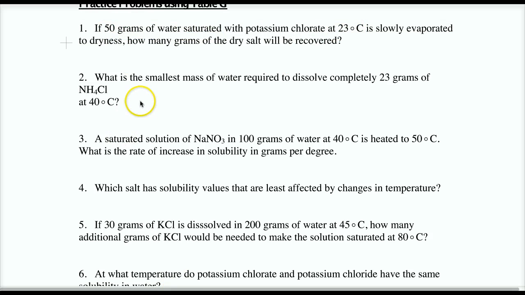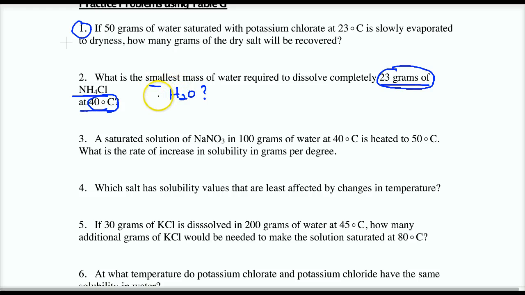Okay, so number 2 states, what is the smallest mass? Don't worry, I just erased this. What is the smallest mass of water required to dissolve 23 grams of NH4Cl at 40 degrees Celsius? So they're asking for how much water is needed to dissolve 23 grams of ammonium chloride at 40. They give me 40 degrees Celsius, and they're saying I have 23 grams. How much water is necessary? What's the smallest mass of water?